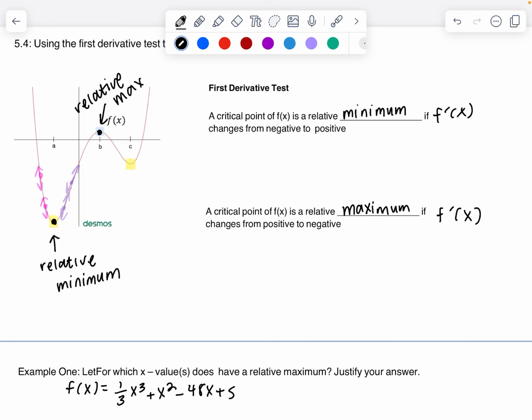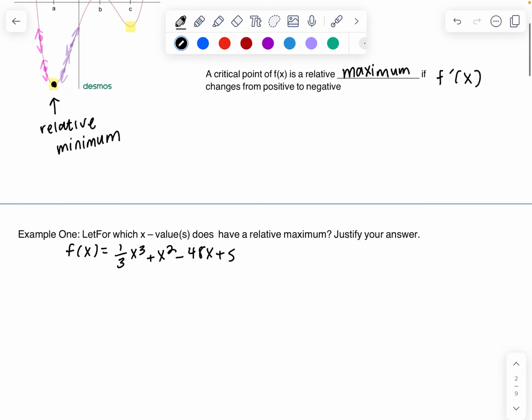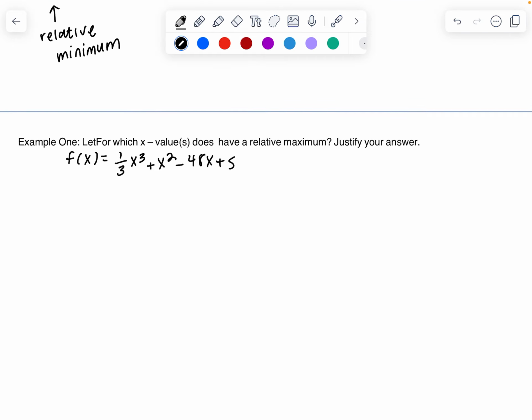So let's do some algebraic examples, and then we'll also do some graphical ones. As we do these, it's really important that you identify, what do I have and what am I looking for? This printed kind of weird on my side, but it says let f of x equal 1/3 x cubed plus x squared minus 48x plus 5. For which x values does f of x have a relative maximum? And then we have to justify our answers.